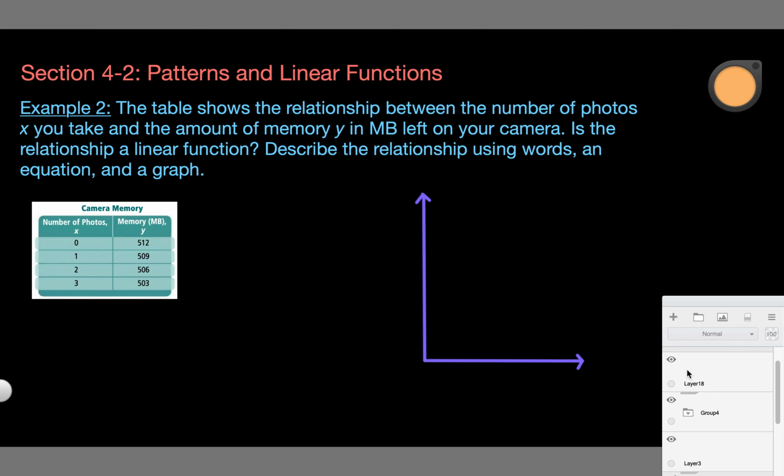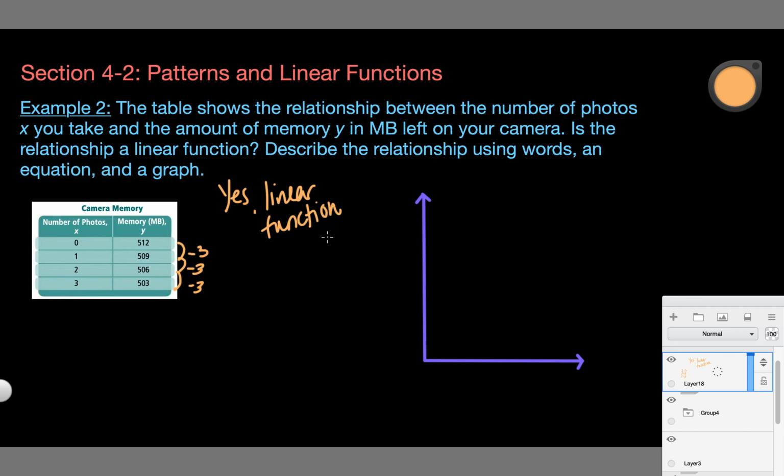Okay? So in order to figure out what the equation is, figure out what's going on using words, and figure out if it's a linear function, we're going to look at the difference in all of our y values. So as we can see, from 512 to 509, we are subtracting 3. From 509 to 506, again, we're subtracting 3. And then again, down here, we're subtracting 3. So this means that it's a linear function. It's a constant rate of change. So yes, linear function. And we'll be able to confirm that when we graph it.